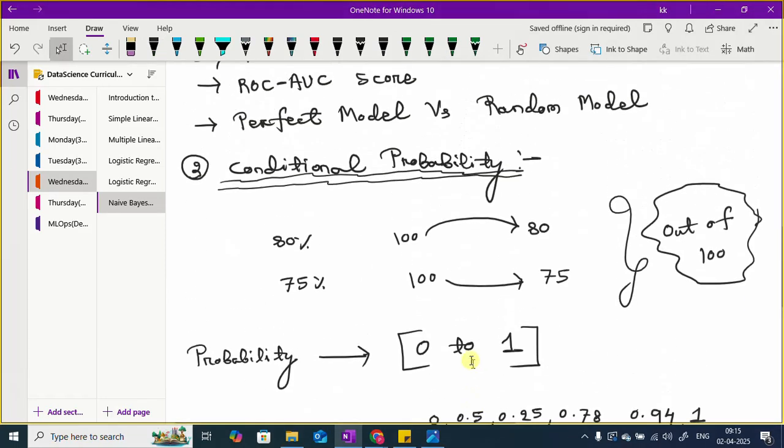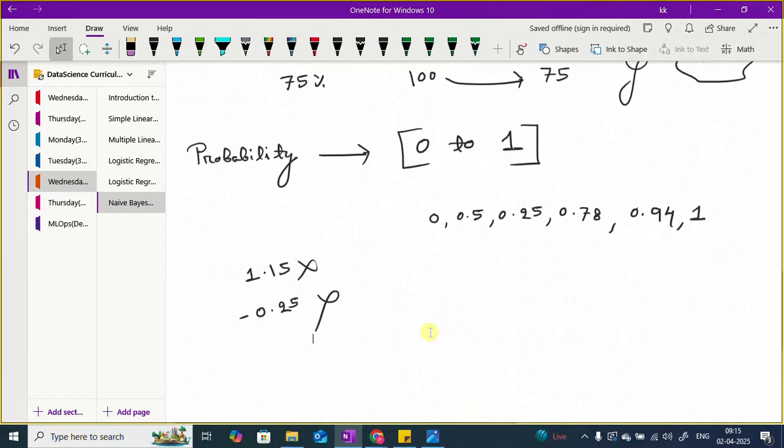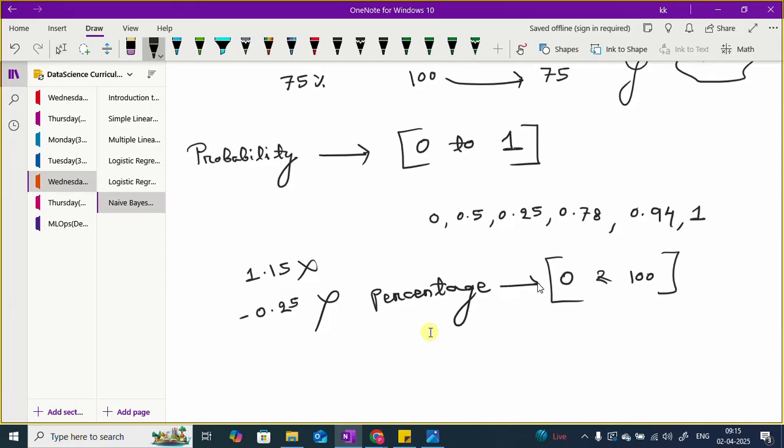But coming to percentage, it will always be between 0 and 100. Clear, guys? Any doubts so far?